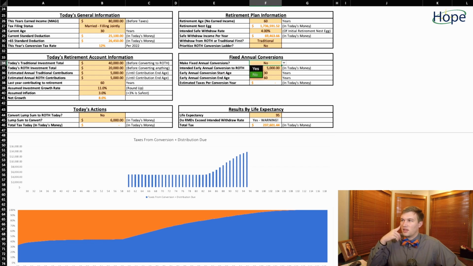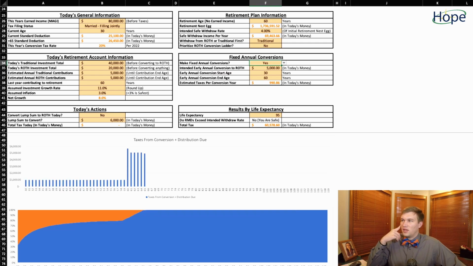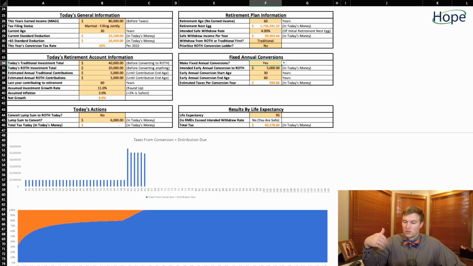Again, we're assuming that's something that they can do. If they do that every year for that $5,000, it gives them an extra $990 in taxes. Not quite $1,000, but that's every year until they retire. The amazing thing is how much that reduces their overall taxes. Remember, it was over $200,000 in tax exposure for the initial example. By rolling that money over from traditional to Roth every year, their overall tax exposure is now only $60,000.